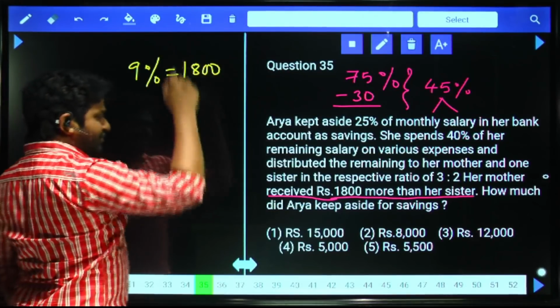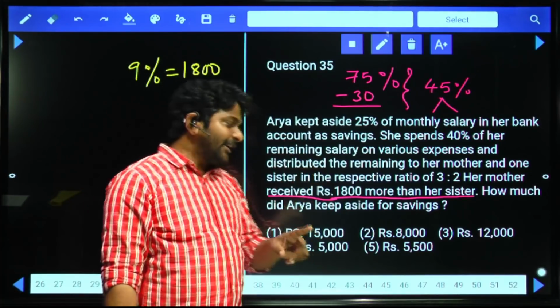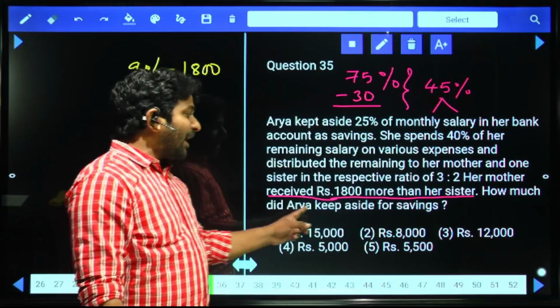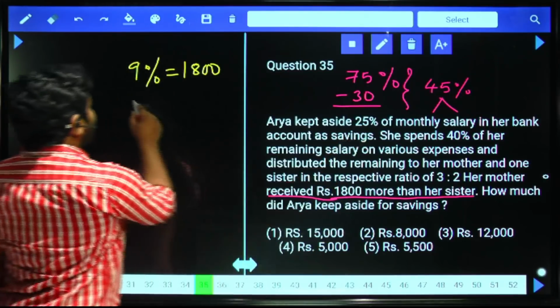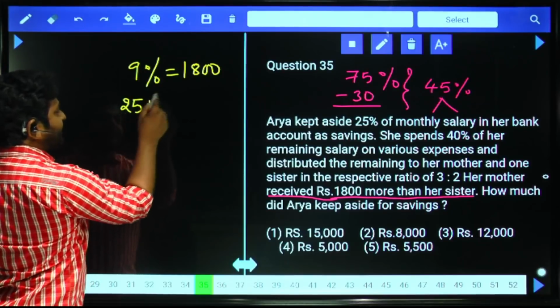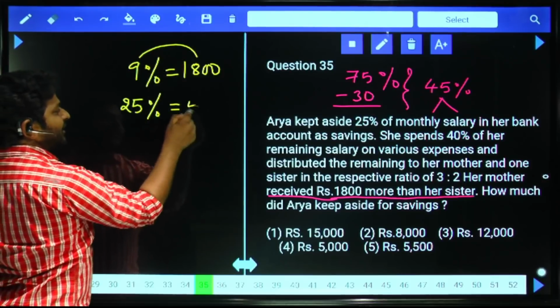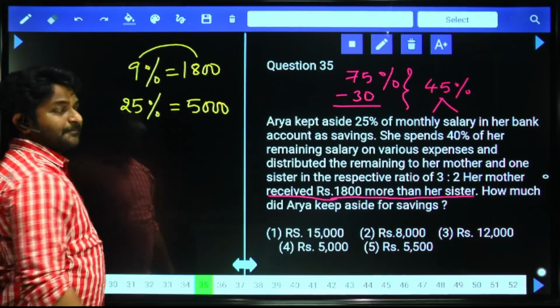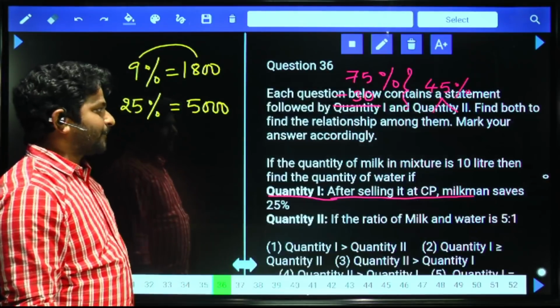Now, what is your question? Your question is not to calculate the monthly salary. It is different. How much did Arya keep aside for savings? Savings is 25%. So we were asked to calculate 25%. 9% is 1800, so 1% is 200, and 200 times 25 is 5,000. Done. 5,000, fourth option. Next.